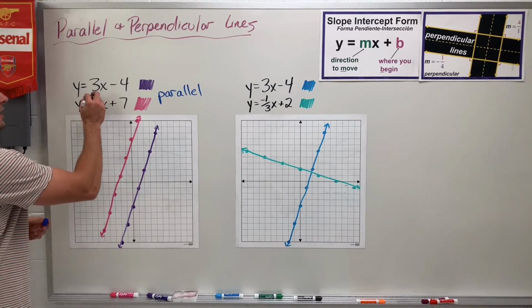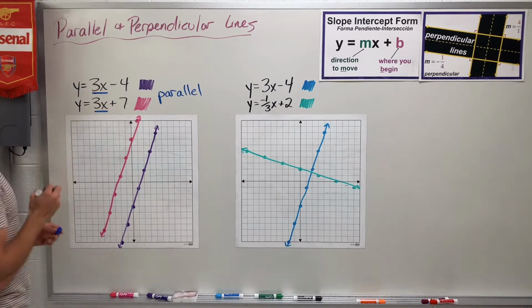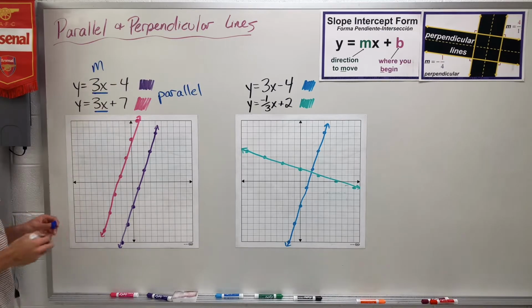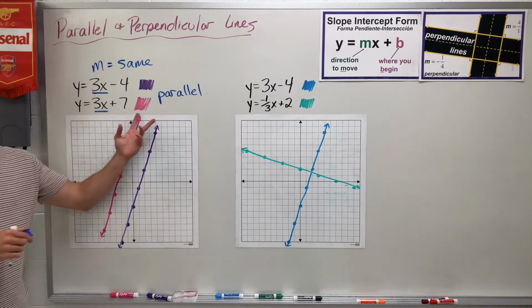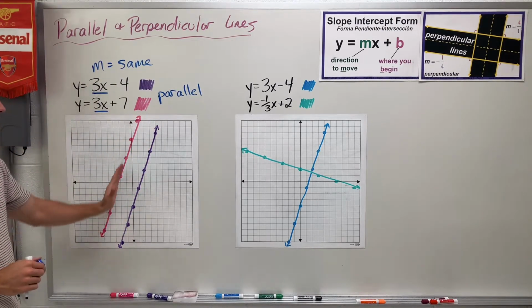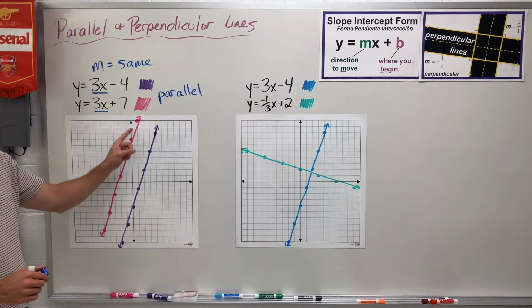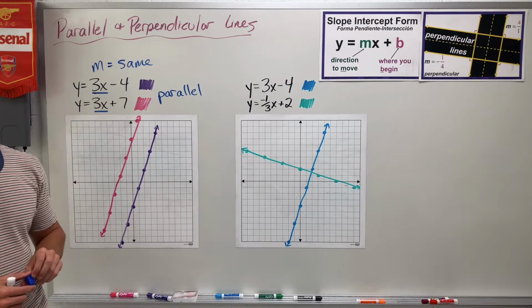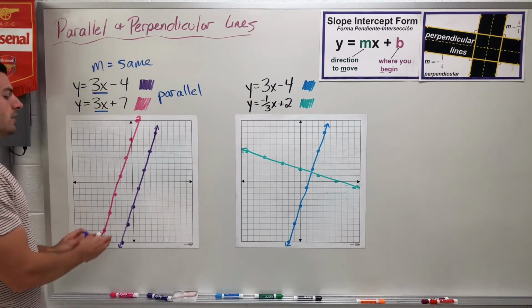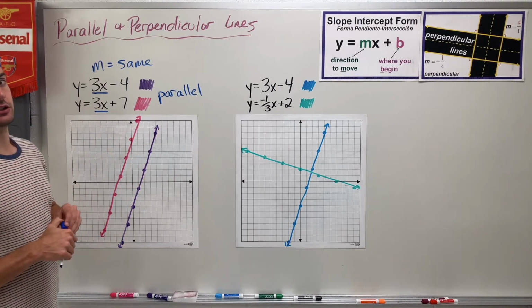They've got something in common, right? They've got the same slope. They've got the same m value. The m values are the same, which means they're going to travel the same way all the time, right? They all move up 3, right 1, up 3, right 1. Every time they go to a new point, they move that same way, which means they are parallel and they're never going to intersect each other.